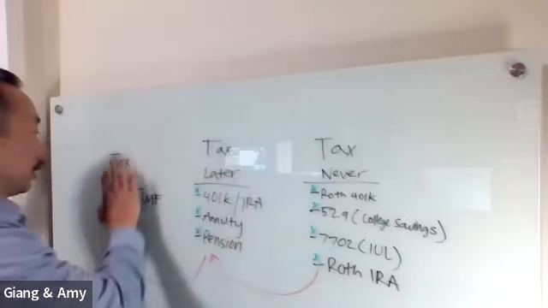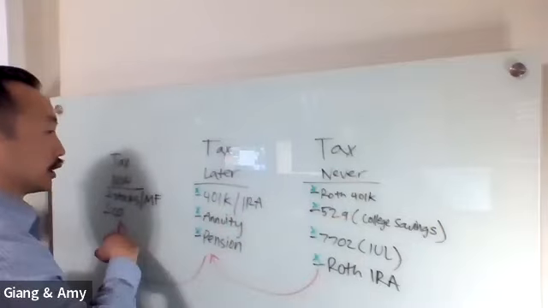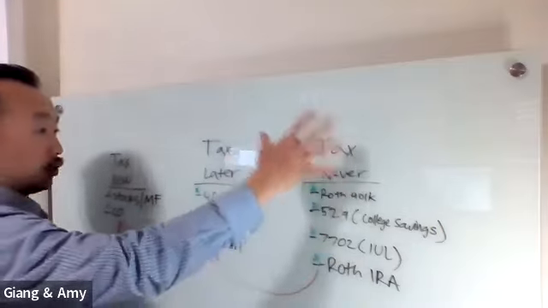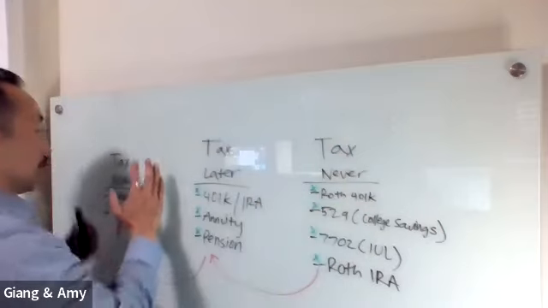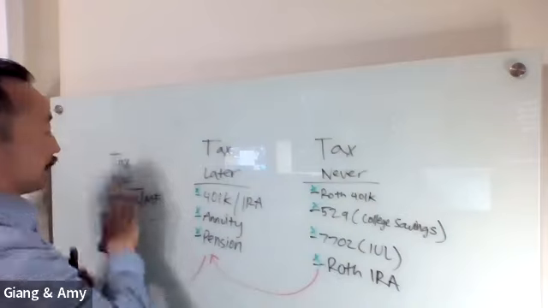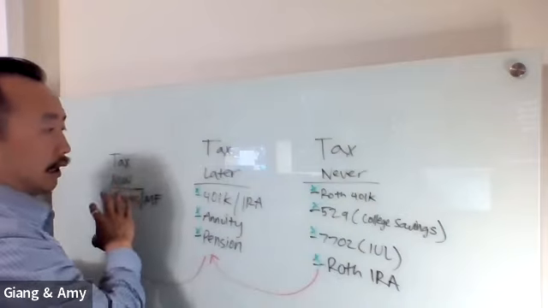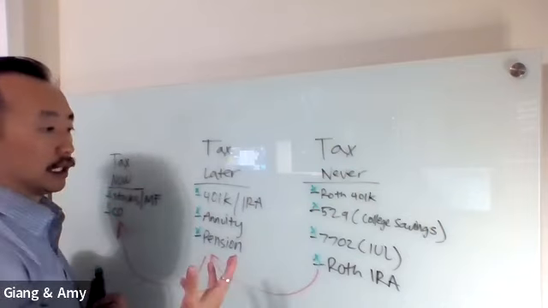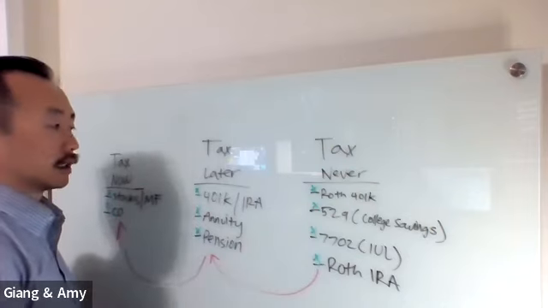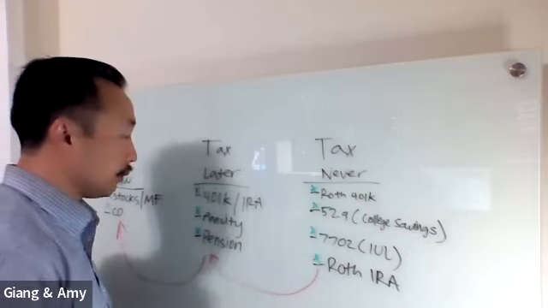The reason why we want it to flow from here to here to here is because you want the bulk of your money sitting here. But if you put all your money over here in the tax now bucket, that means every year you're just paying taxes on it. And you're never really allowing your money to grow because the taxes on your money will eat up a lot of your money.